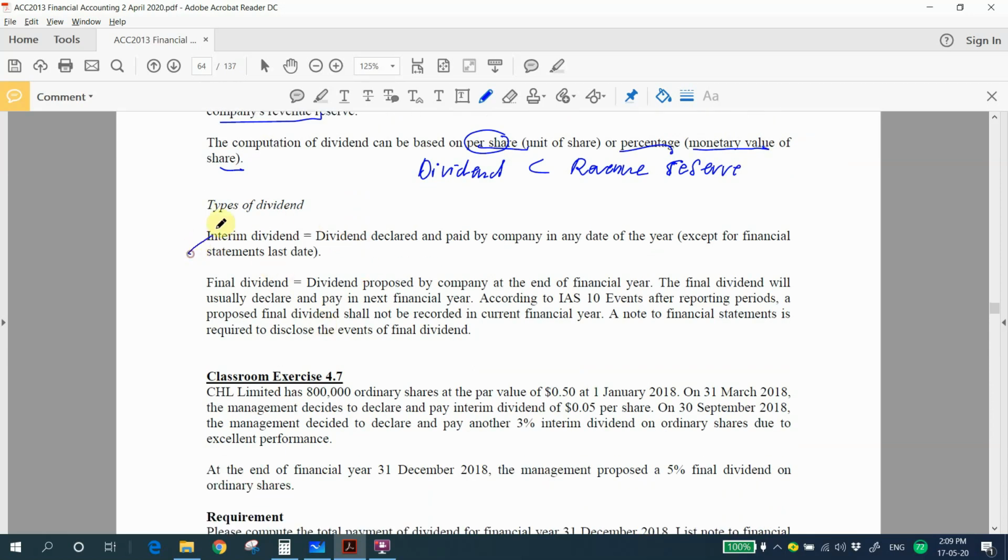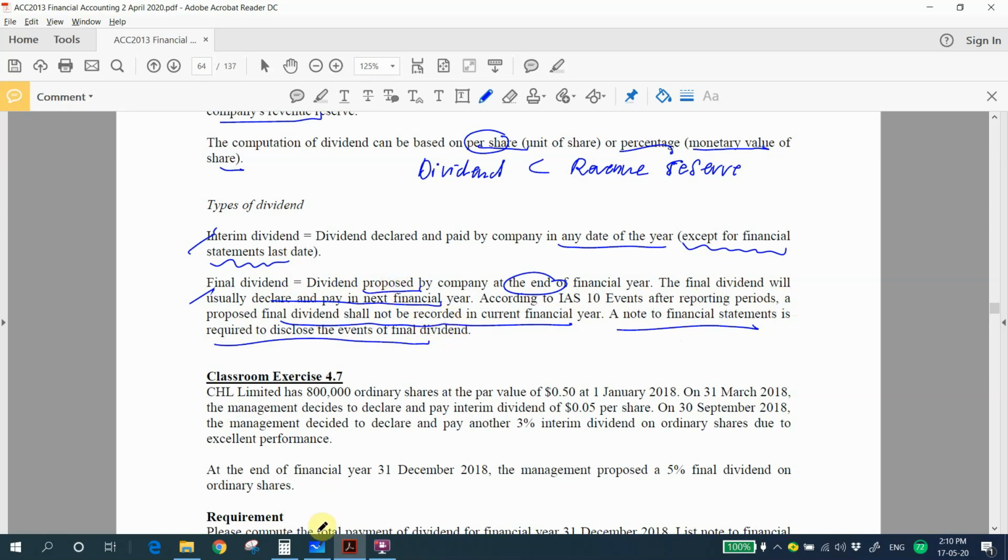First is interim dividend. Dividend declared and paid by company in any day of the year, except for the financial statement last date. Next one, final dividend. Dividend proposed by the company at the end of the financial year. The final dividend will usually be declared and paid in the next financial year. According to IAS 10 events after reporting period, a proposed final dividend shall not be recorded in current financial year. A note to the financial statement is required to disclose the event of final dividend.